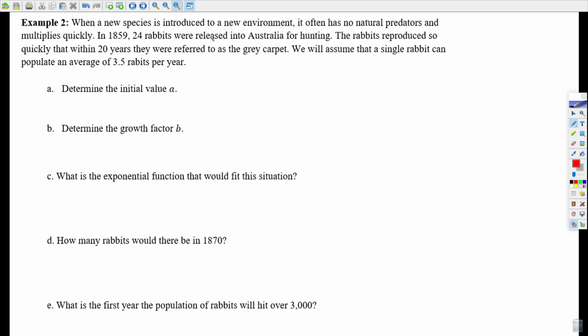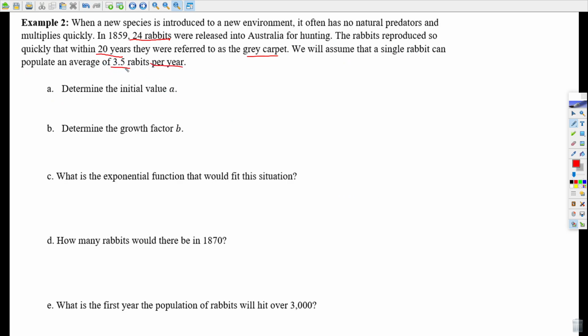Example 2. When a new species is introduced to a new environment, it often has no natural predators and multiplies quickly. In 1859, 24 rabbits, that's pretty important, 24 rabbits were released into Australia for hunting. The rabbits reproduced so quickly that within 20 years, they were referred to as the gray carpet. We will assume that this single rabbit can populate an average of 3.5 rabbits per year.